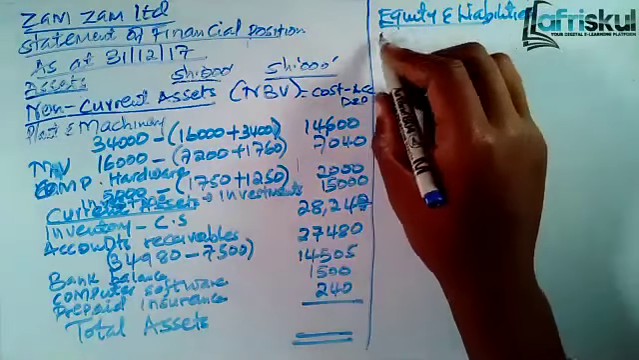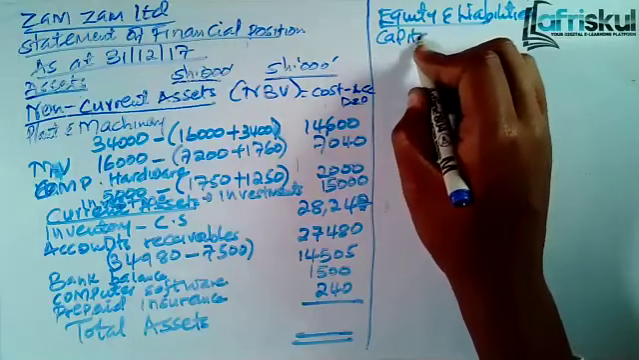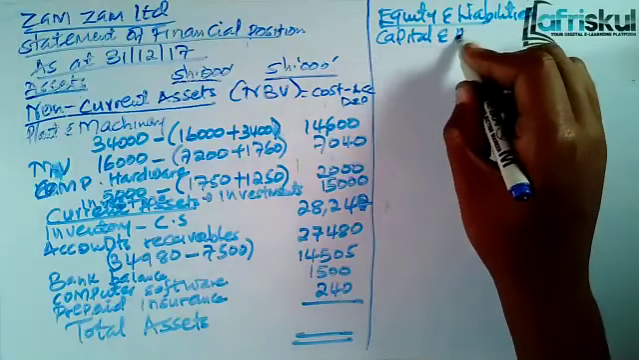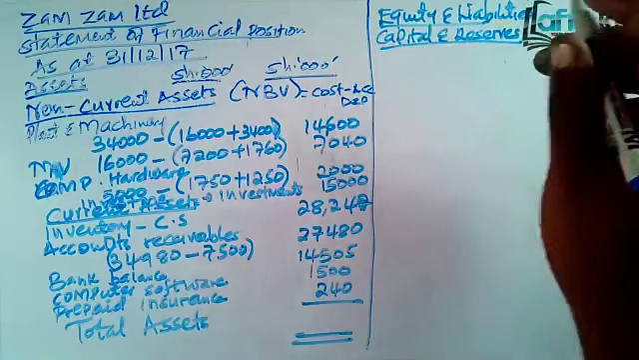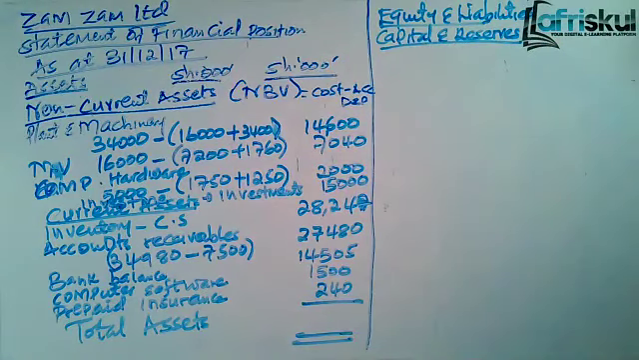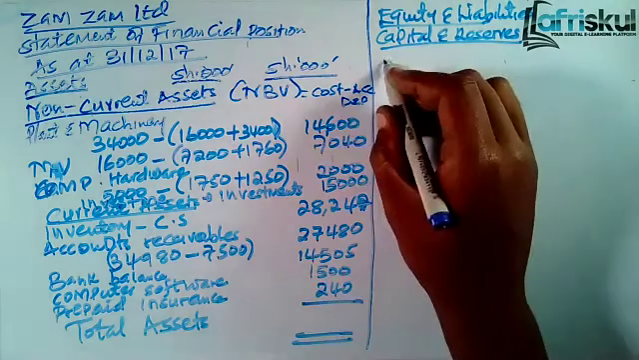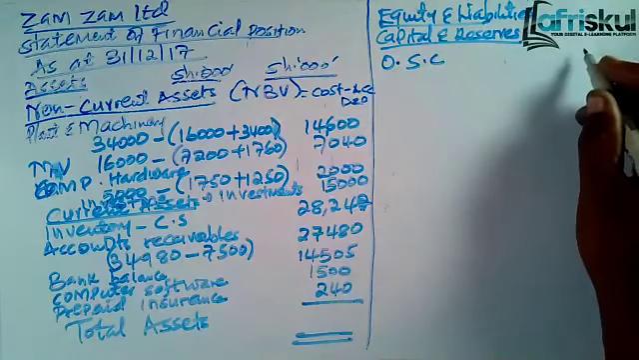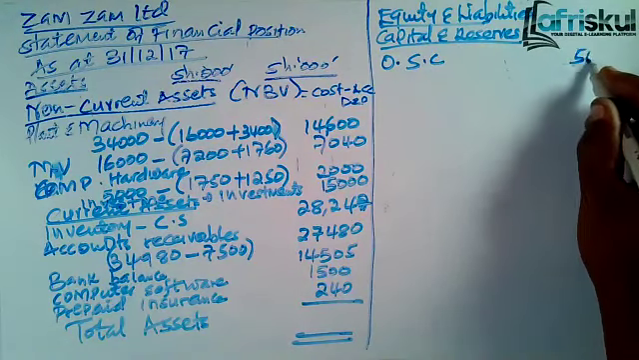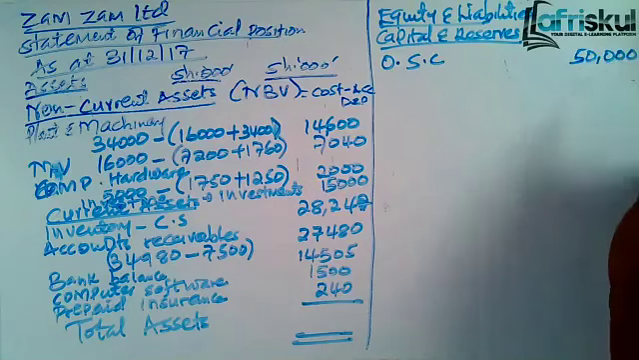So on the equity and liability, I begin with the capital and the reserves. Remember, we had already prepared the statement of changes in equity, so part of those balances, you already have them. I will begin with the ordinary share capital, and the amount that we have is 50,000.